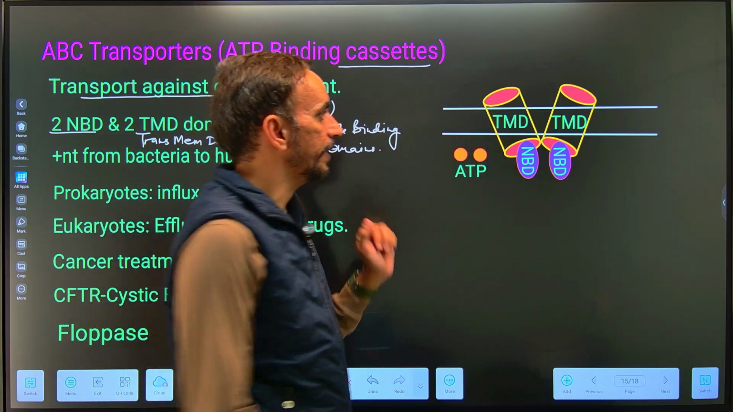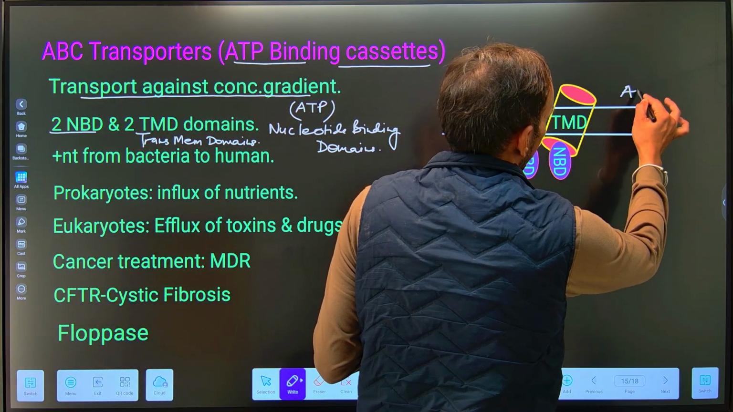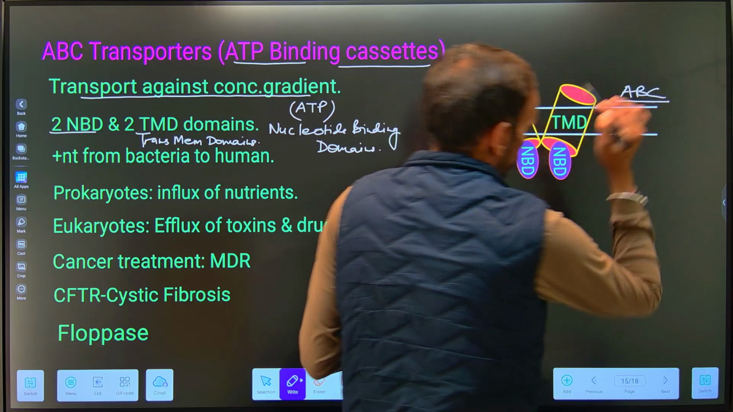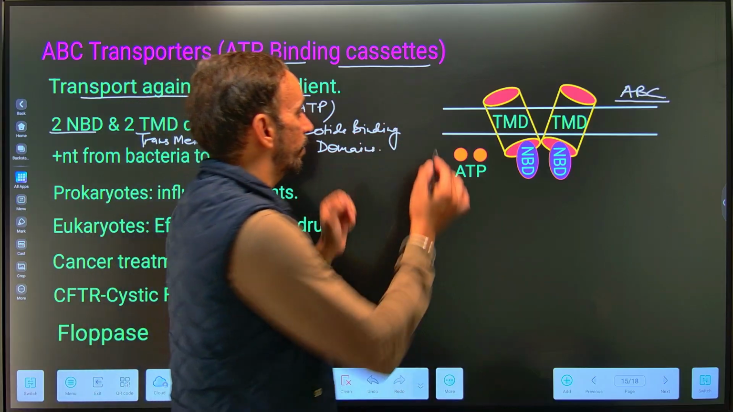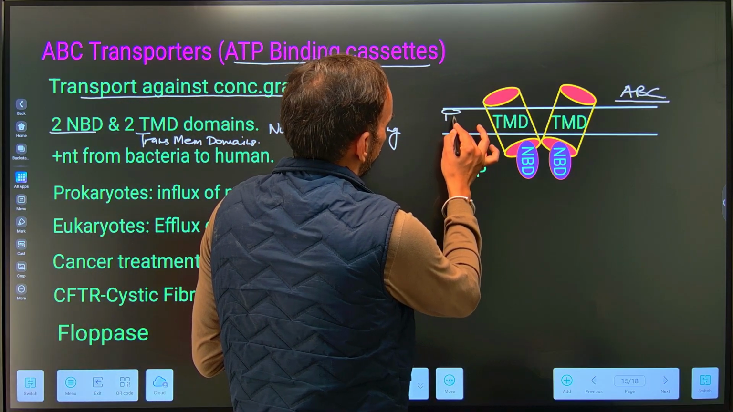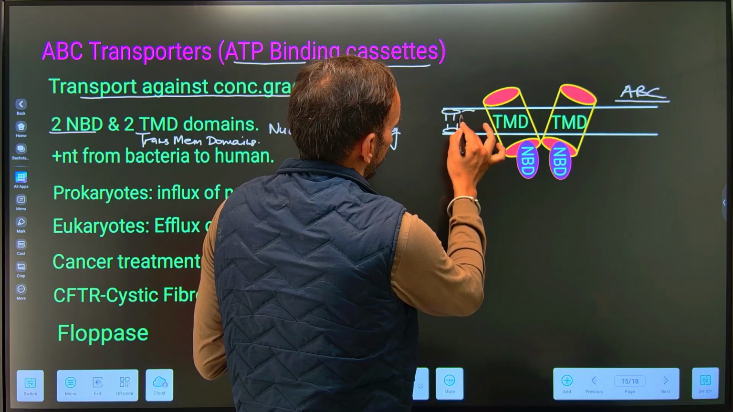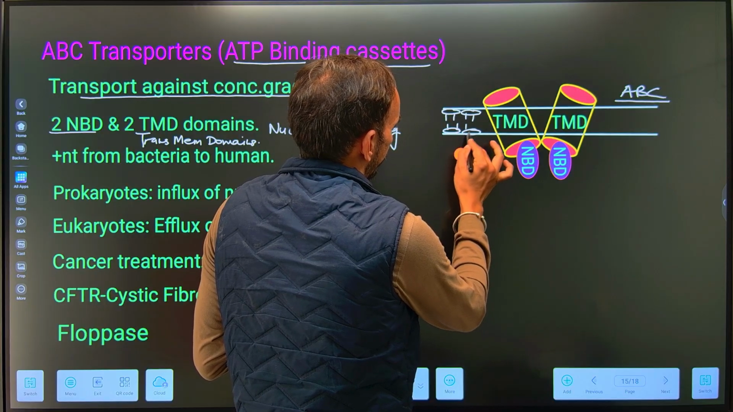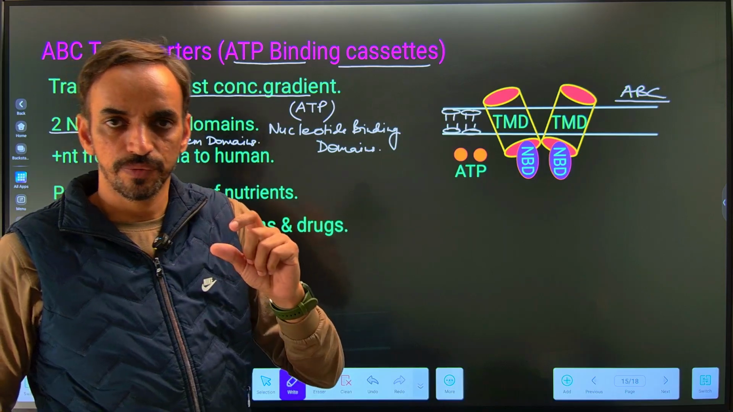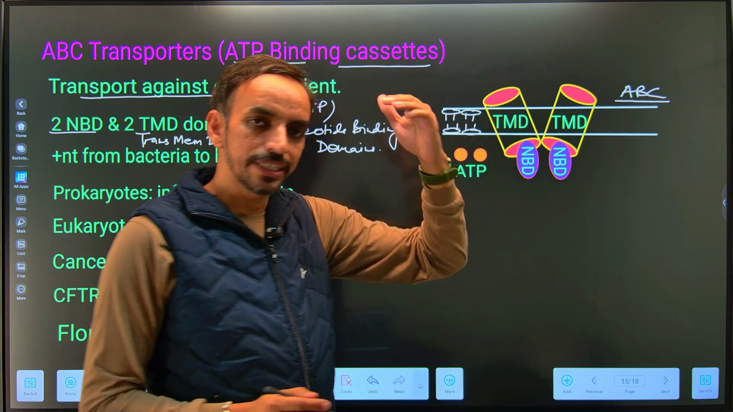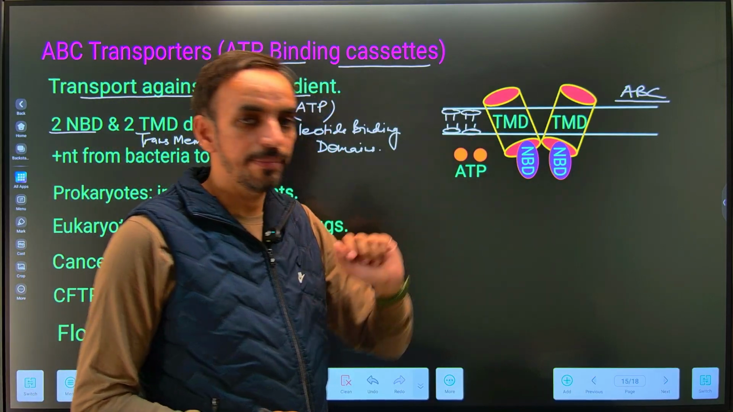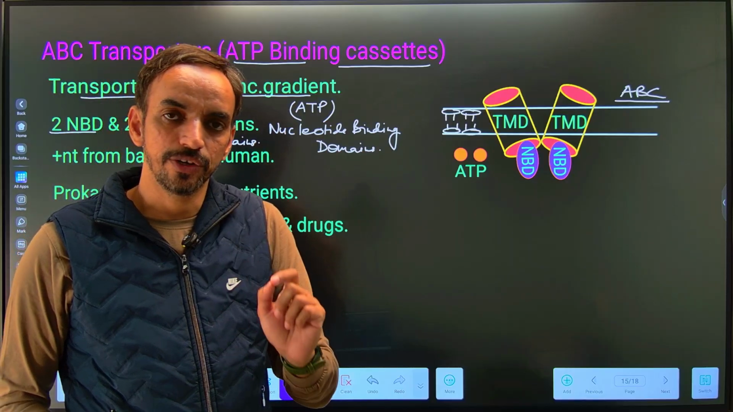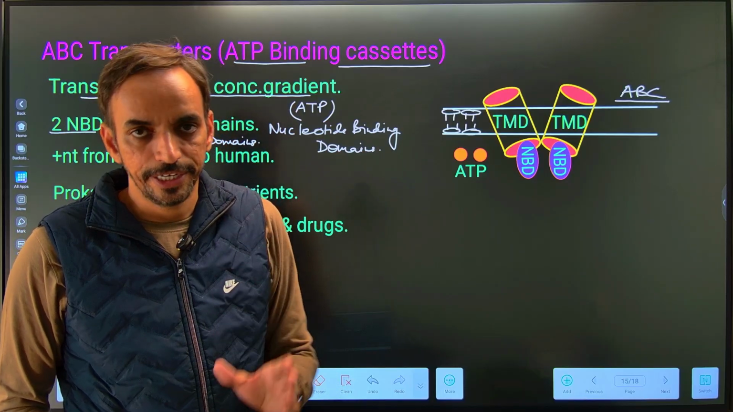It is representing an ABC class of transporter, which has two transmembrane domains. These white lines are representing the lipid bilayer, and within this lipid bilayer there is a presence of two domains which are known as transmembrane domains, and there is a presence of two NBDs, that is nucleotide binding domains, where there is a binding of ATP.